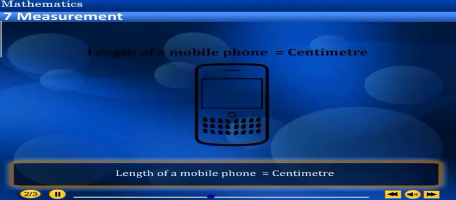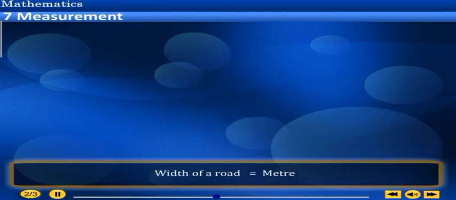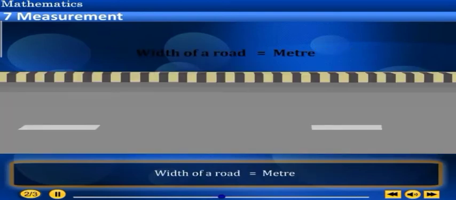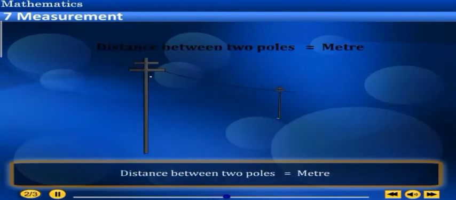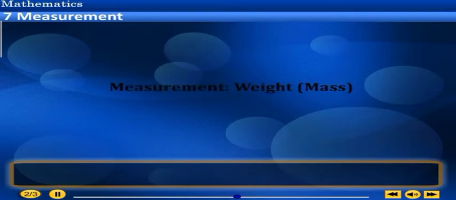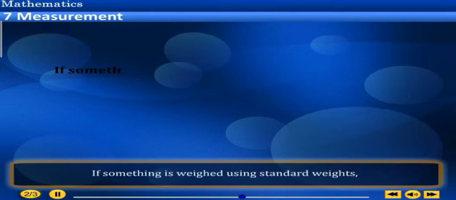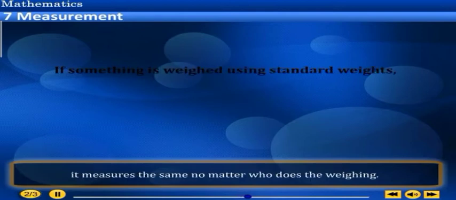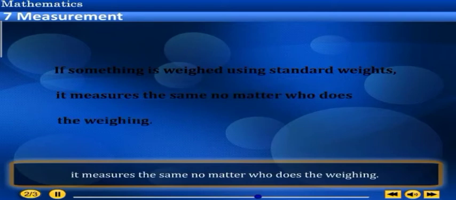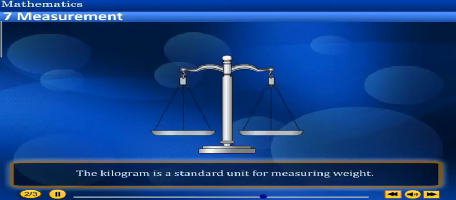Length of a mobile phone, centimeters. Width of a road, meter. Distance between two poles, meter. Measurement, weight, mass. If something is weighed using standard weights, it measures the same no matter who does the weighing. The kilogram is a standard unit for measuring weight.